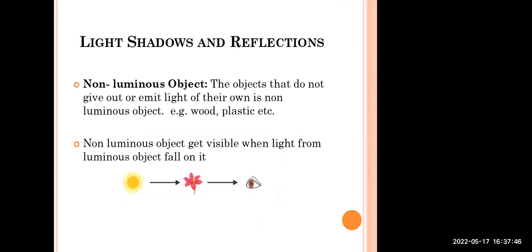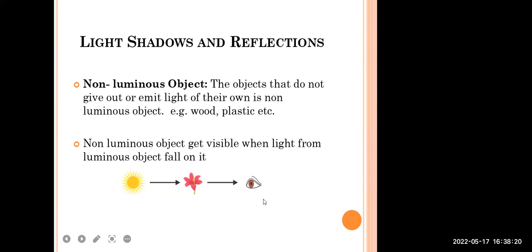Non-luminous objects do not give out light. How can we see that object? Because light falls on that object, and that object reflects the light, and we are able to see it. So non-luminous objects are the objects which do not give out or emit light on their own. Non-luminous objects are visible when light from other luminous objects falls on them.